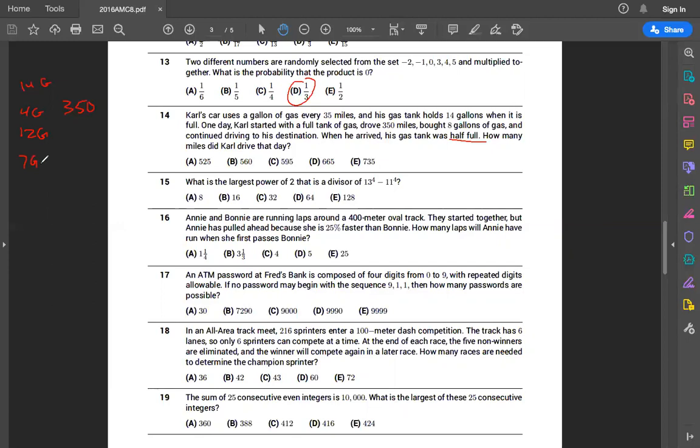Obviously that's 7 gallons, which would mean that he drove for another 5 gallons worth of fuel. And 5 times 35 is 175. So that means he drove another 175 miles. And if we add this up, 525. So our answer is A.